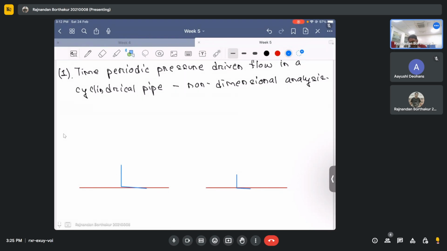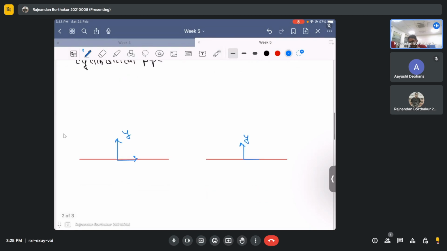So the red colored line is the plate. Pardon my drawing, this axis is not looking good. One second. So it is something like this. I'll just consider this as my y direction in both the cases. This is my y direction. This is my x direction. And of course, this is my x direction.